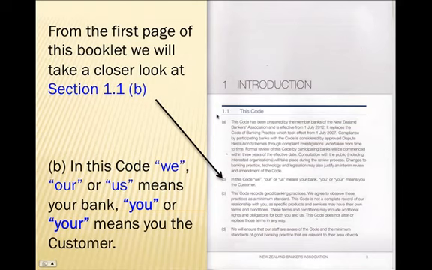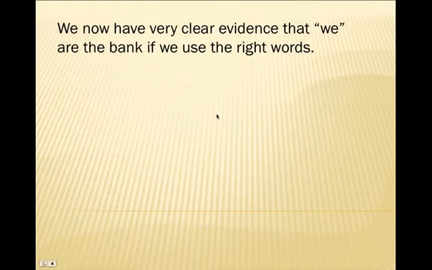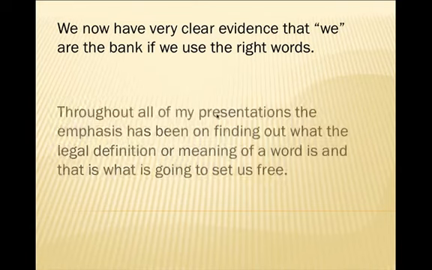Okay, so the code, this is coding, and if you read the code, it says when we address ourselves in this manner, we, our or us, it means your bank. Now, if you go back and have a look at the Magna Carta, it was we the people. If you go to the American Constitution, it's we the people. The Queen will always say we, our, or us. So let's look a little bit further, because now we have very clear evidence that we are the bank if we use the right words.